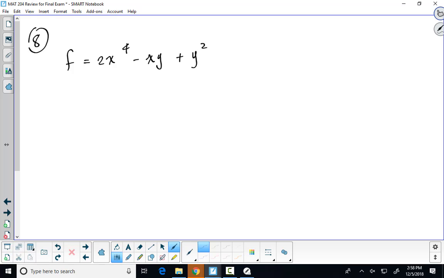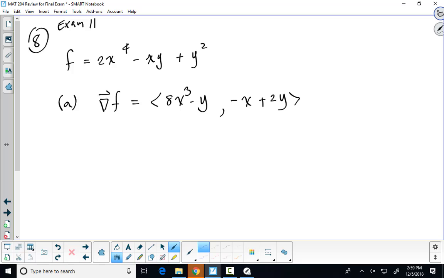Yeah. So this is on exam 2 also, number 8. Find unit vectors that give the direction of steepest ascent and steepest descent at that point. This is the directional derivative stuff. Steepest ascent and steepest descent, how do we find that? The gradient. The gradient of our function is the vector of partial derivatives. Partial with respect to x is 8x cubed minus y. Partial with respect to y is minus x plus 2y.